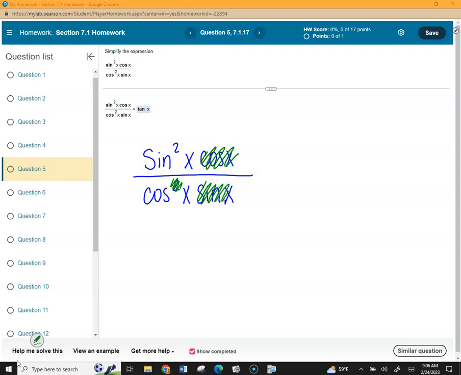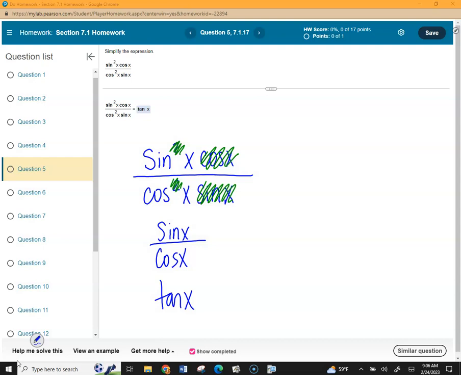Sine x with one of these. And then I'm going to rewrite what's left because I can't make any sense of it. I've got sine over cosine, and that's just tan. I know. It looks really, really complicated. That's as far as they wanted.